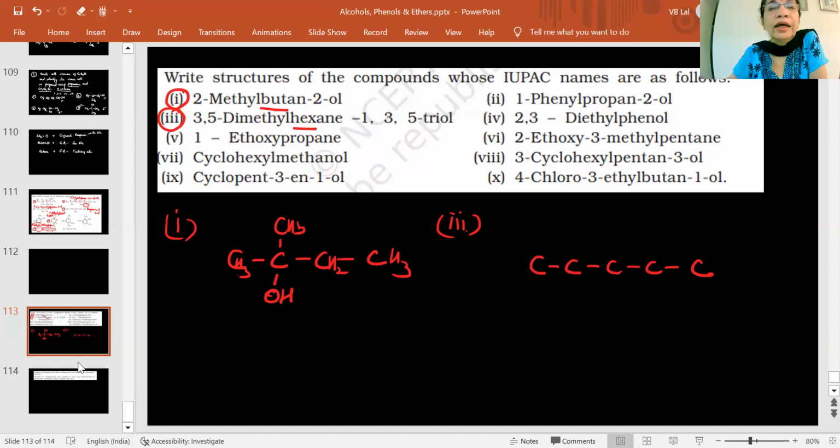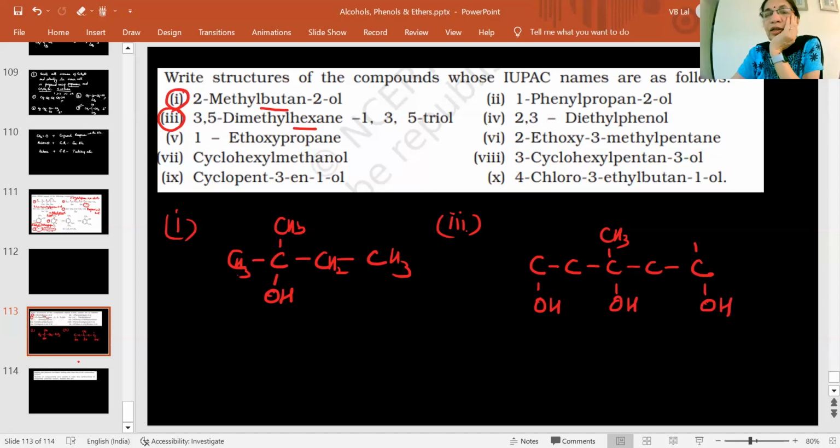Then 1,3,5 triol. On the first carbon atom OH, on the third carbon atom OH, on the fifth carbon atom also OH. Then on the third and fifth carbon atoms, you also have the methyl. So here you have CH3, 3, 5. 1, 2, 3, 4, 5. And here also you have CH3, 1, 3, 5.